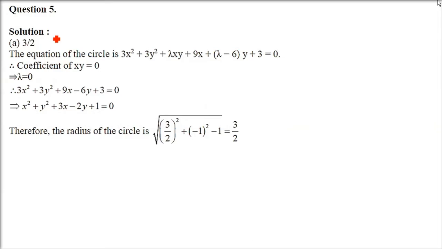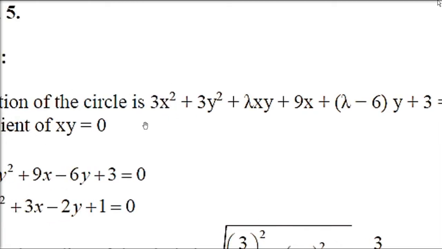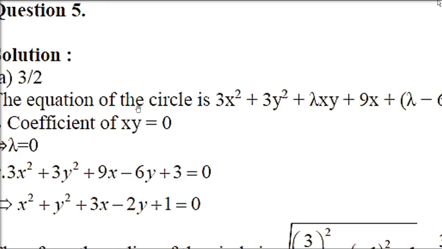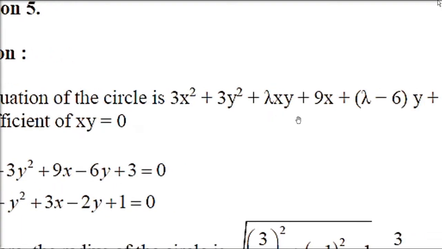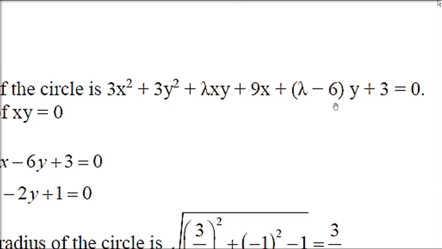Question number 5. The radius of the circle represented by the equation 3x square plus 3y square plus lambda xy plus 9x plus lambda minus 6y plus 3 equals 0. One more thing, let me tell you, a lot of students are asking that please write the questions also. That is not possible because this is the R.D. Sharma textbook and there will be a copyright issue. He can say, why have you written the question? His livelihood depends on people buying the book. So I cannot do that.